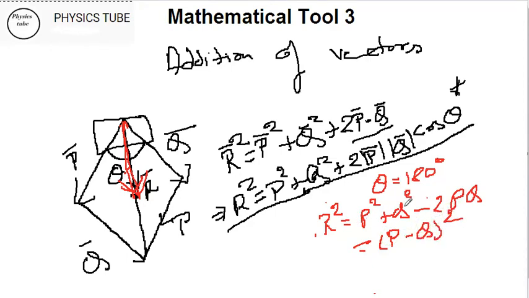So I can consider this to be P minus Q whole square, A square plus B square minus 2AB. So this is my P minus Q whole square. Therefore, R is equal to P minus Q. This is the minimum. So R minimum, the resultant minimum, is at 180 degrees.